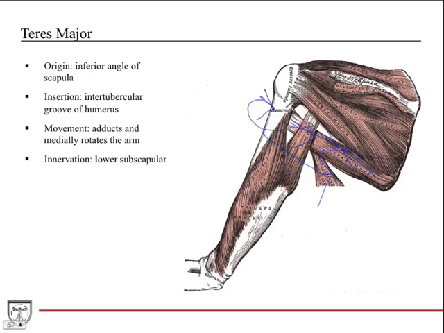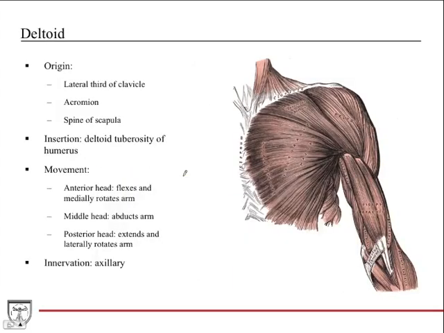It doesn't wrap around the posterior aspect, it actually, as you can see here, wraps around the anterior aspect. It's just like pulling on a string. So it pulls that aspect of the humerus medially, just like this, okay? Its innervation is the lower subscapular nerve, which is a branch off the brachial plexus.